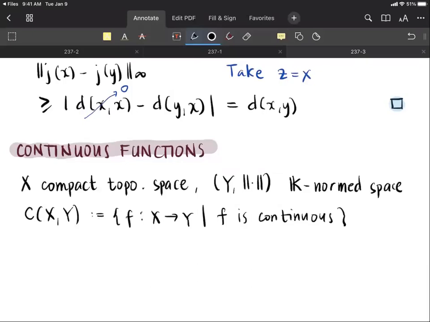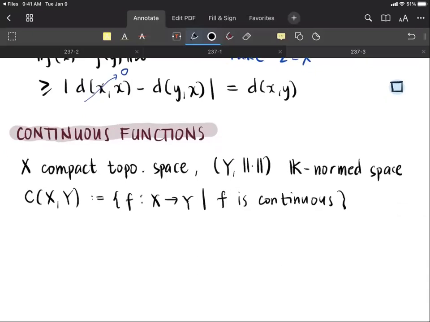Of course, to talk about continuity, you need at least to have a topology on the domain and a topology on the codomain. Here, X is a topological space. In fact, it is a compact topological space. Y is a normed space, and you know that a normed space is a metric space, and a metric space is a topological space. And for simplicity, if Y is the field K, then we denote this simply by C(X).